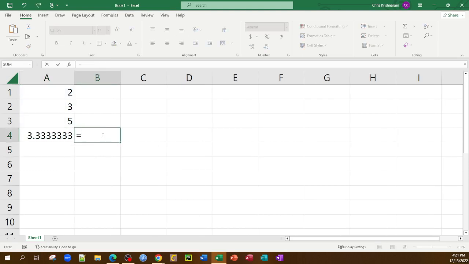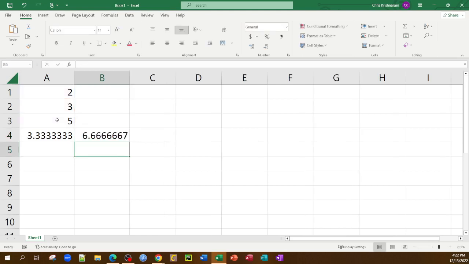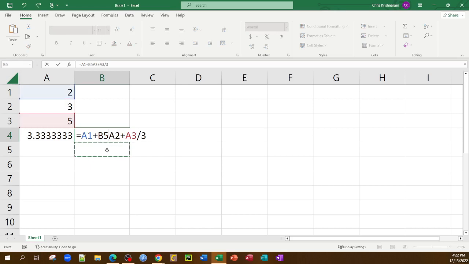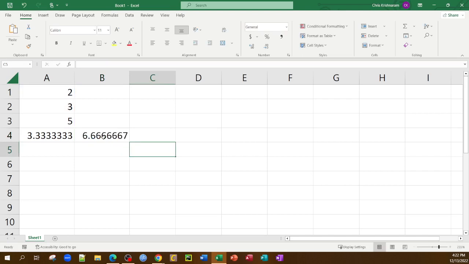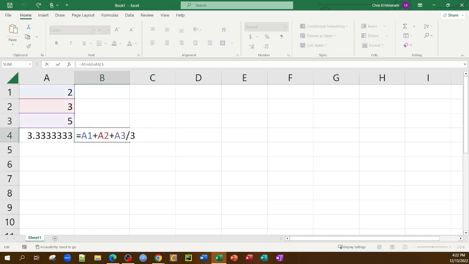Now if we were to do it in a formula format, we know it's simply adding the three numbers together. So 2 plus, or we can even use the cell name, A1 plus A2 plus A3, and then divided by 3, and that gives us our average. Now if you notice, we got a different answer here. Anybody could tell me why? A simple maths problem, why do we get a different answer? A very simple formula problem.